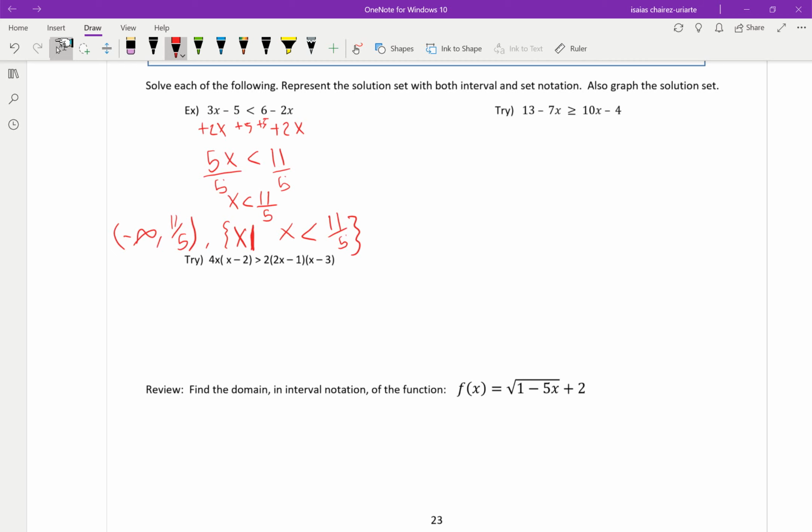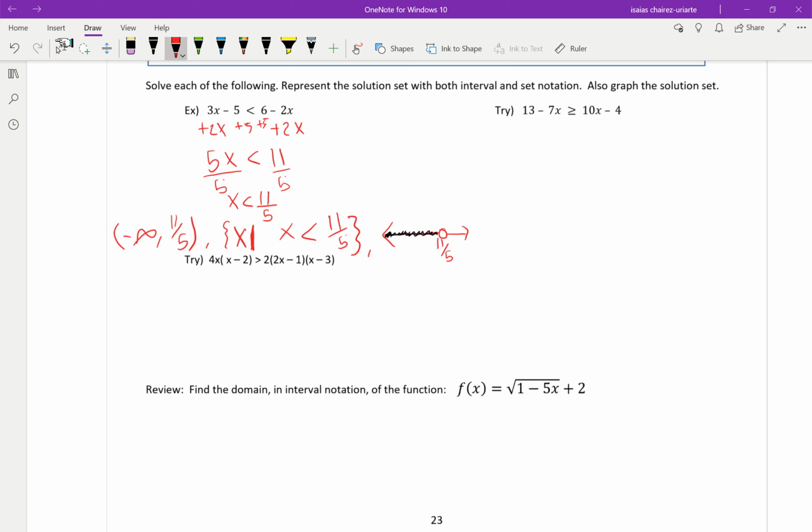And now the sketch of the solution looks something like this. Let's pretend that I'm going to put a little circle right there at 11 over 5. That's 11 divided by 5, which would be a little bit more than 2. And the solution is everything that's less than 11 over 5. Alright, so hopefully we agree on that. That one wasn't too bad. We did not have to multiply or divide by anything negative, so our inequality sign did not flip.